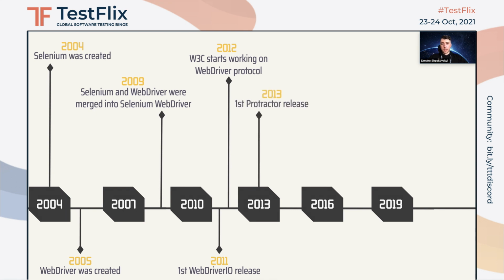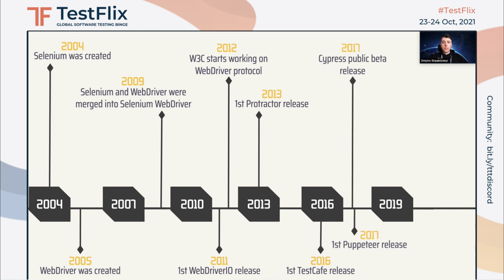2016 was the year when TestCafe got its first release. Then, in 2017, Cypress opened a public beta, and in addition to that, the first version of Puppeteer was shipped. In 2018, Selenium WebDriver became an official World Wide Web Consortium recommendation for browser automation. And finally, in 2020, the first version of Playwright got released. So, as you can see, quite a history for JavaScript and test automation there.